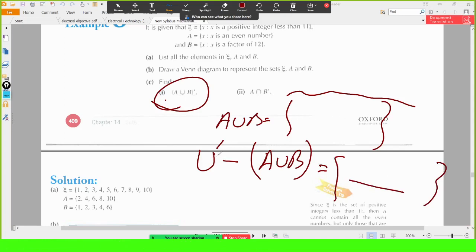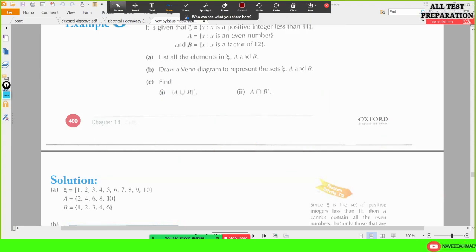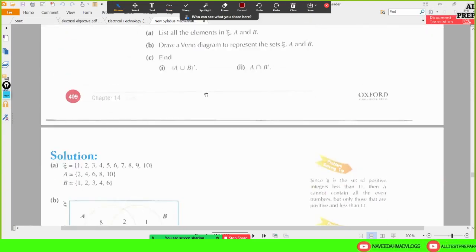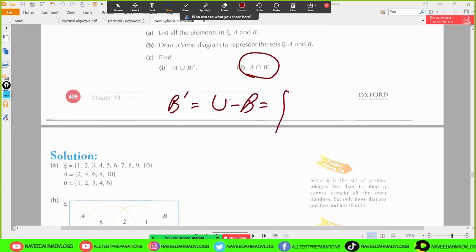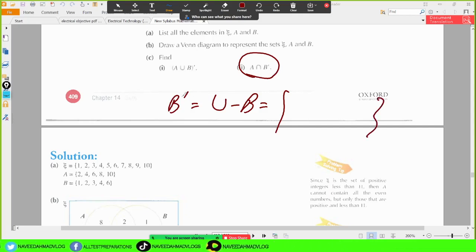ओके, सो दिस इज योर U, दिस इज योर A यूनियन B होल बार, विच इज U माइनस A यूनियन B. ओके, सो कंफ्यूज नहीं होना इस टाइप के कॉम्प्लेक्स प्रॉब्लम में. अच्छा, इन दिस केस दिस इज A इंटरसेक्शन B बार. सो इन दिस केस फर्स्ट ऑफ ऑल यू विल नीड टू फाइंड B बार, विच इज U माइनस B. So it means that you will write all element of set U which is not the element of set B. You will write that over here. That should be your B bar.